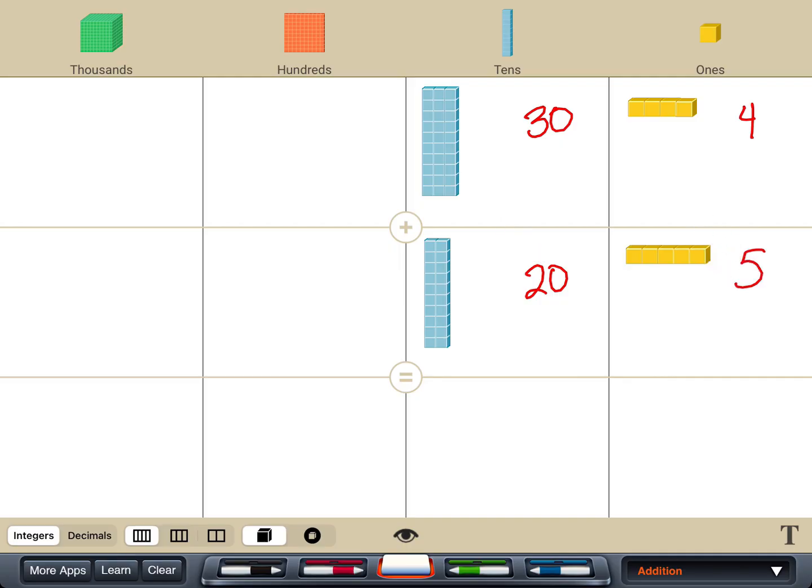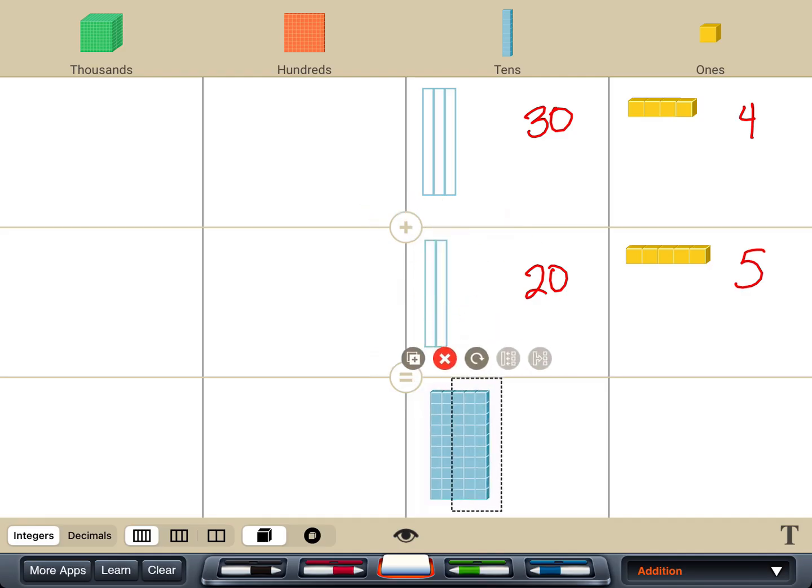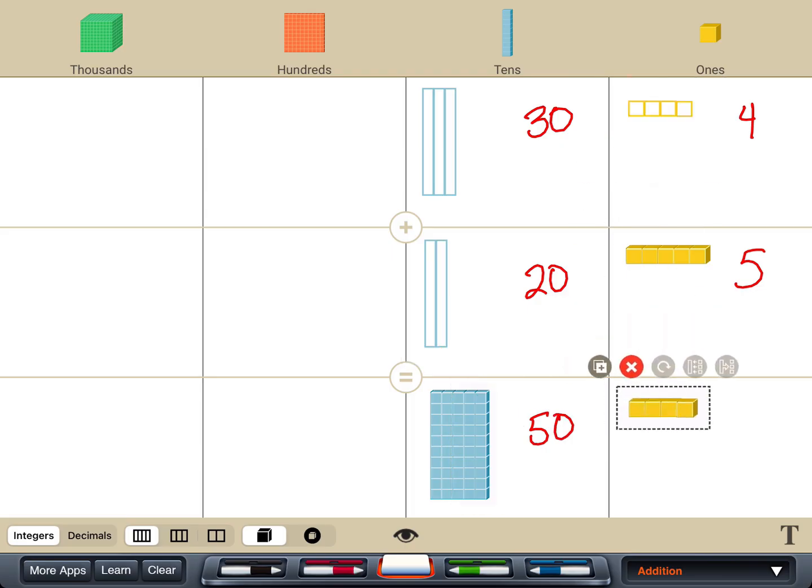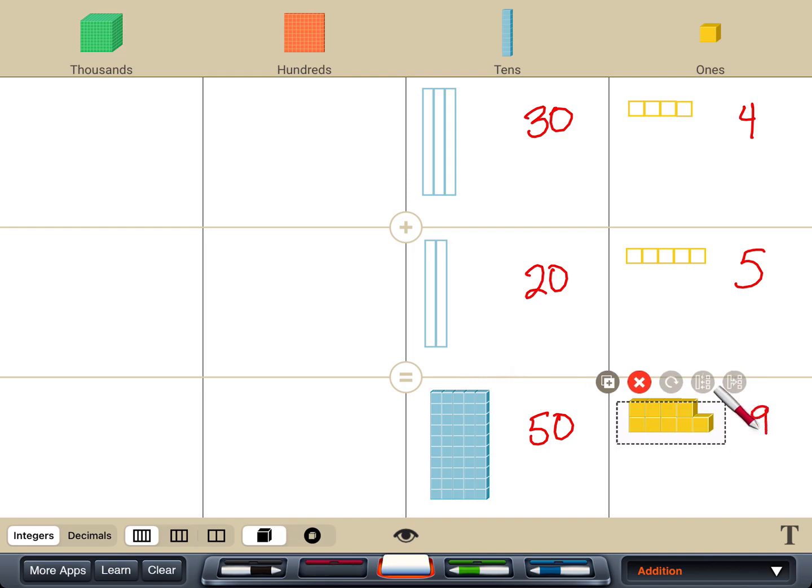Now let's combine the blocks. If we look, in total we have 3 tens plus 2 tens, that gives us 5 tens, or 50. For the ones, we have 4 ones plus 5 ones, which gives us 9 ones in total. No regrouping is needed because we don't have 10 or more ones. So our total is 5 tens and 9 ones, which is 59. So 34 plus 25 is 59.